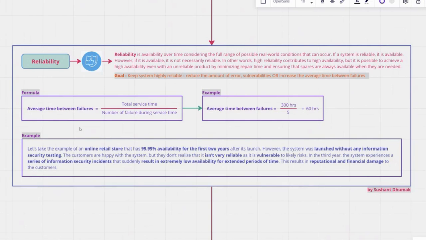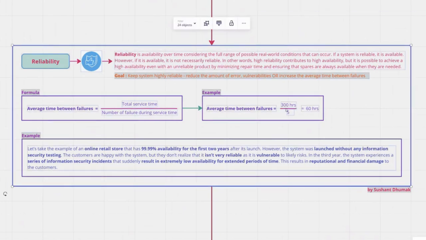Okay, and how we usually calculate reliability is what we call mean time between failures. That is the total service time divided by the number of failures during that service. For example, I'm just giving a rough example here: suppose you deploy your system and it was available for 300 hours, and in those 300 hours, 5 failures occur. It's just a simple mathematical calculation: 300 divided by 5, that is 60 hours, is the average time between failures.